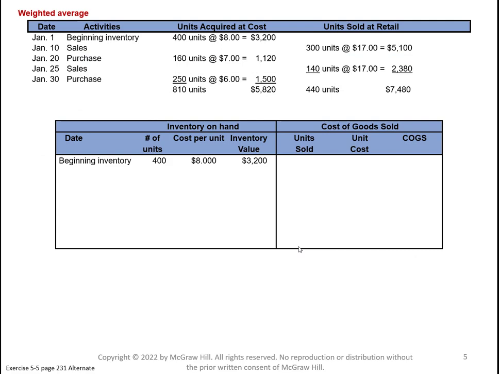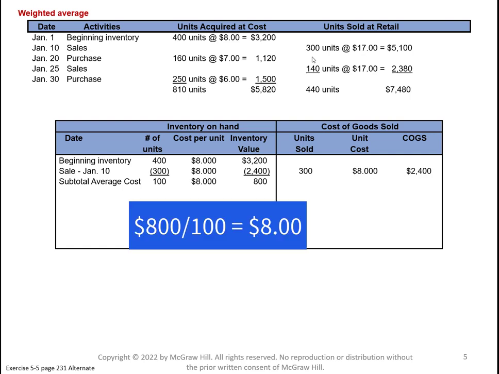Now we're looking at the weighted average method. We're starting with our beginning inventory. The next thing that happened on January 10th is we made a sale of 300 units, and we only have one group there. We only have $8 inventory. So we did sell those at $8. Now we need to determine our balance. We have 100 units left at a cost of $800. So 800 divided by 100 is obviously still our $8.